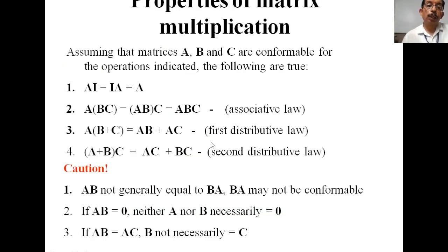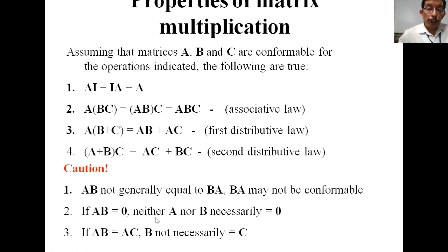Some properties of multiplication. If I is the unit matrix and A is a matrix, if A is multiplied by the unit matrix, or the unit matrix is multiplied by A, then we receive the same matrix. Is it clear? What is the second property? Associative law. It means B and C multiply, after then we multiply by A, is equal to A and B multiply, then we multiply by C.